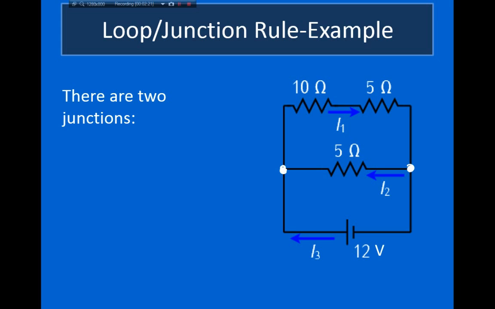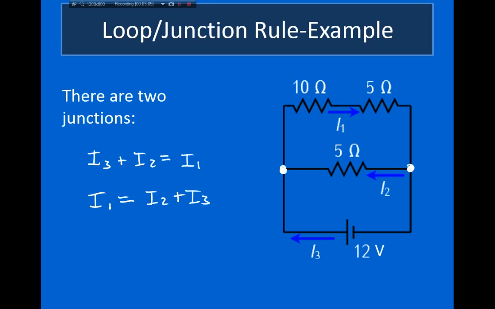Remember, the junction rule says that the current flowing into the junction has to be equal to the current flowing out. The current that flows into this junction is equal to I3 plus I2. So we have I3 plus I2 has to be equal to the current flowing out of the junction, which in this case is I1. Similarly, if we apply the junction rule to the junction on the right, the current flowing into this junction is I1, and that has to equal the current flowing out of the junction, which is I2 plus I3. Notice that when we apply the junction rule to these two junctions, we get the same equation.